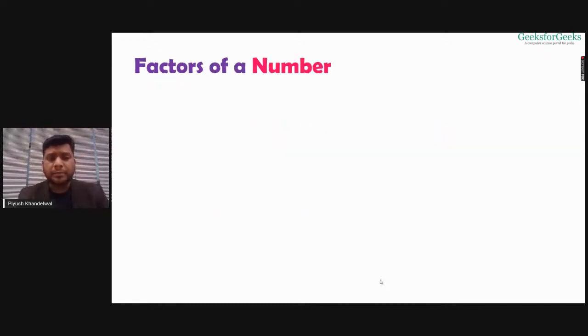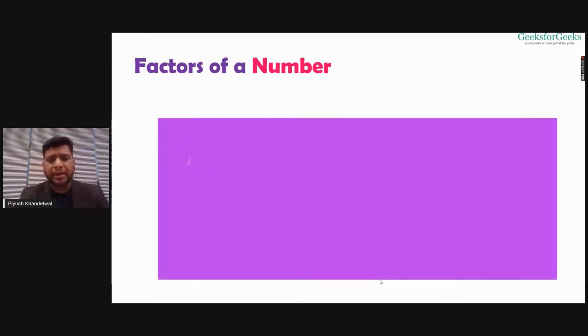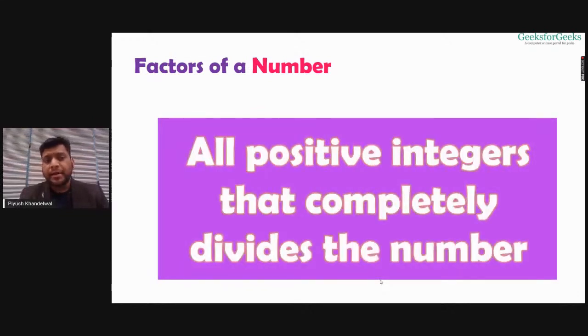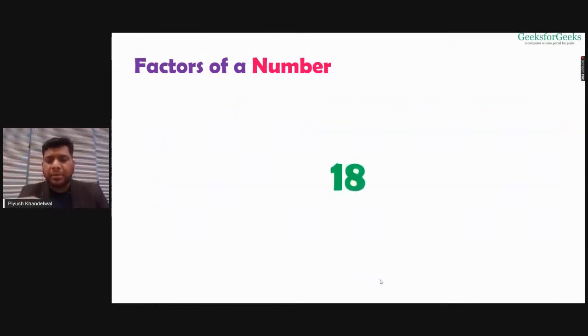Now a term comes in mathematics, which is factors of a number. We have seen this mathematical definition where it says all the positive integers that completely divide the number are the factors of a number. We have seen that the numbers that divide a particular number are the factors of that number. So if I say I have a number 18 and I need to compute all the factors of that number, you tell me, where can I find the factors of the number? Where should I start searching?